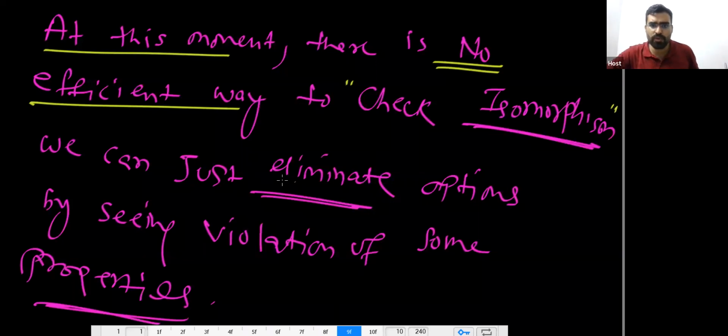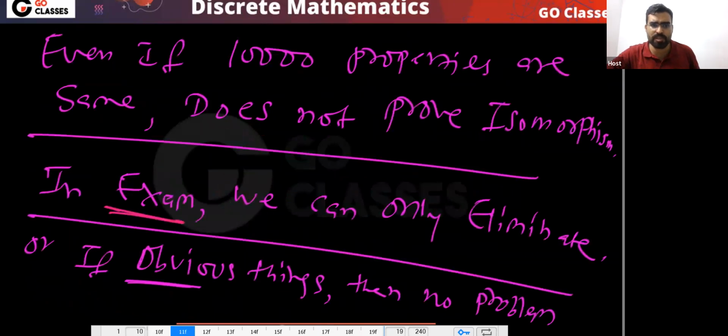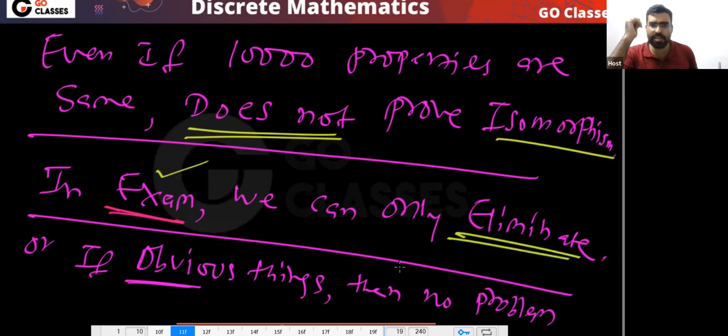What you can do is eliminate options by seeing violation of some properties. These properties are called graph invariants. Graph invariants mean those graph properties which are the same for isomorphic graphs, so these properties must be the same for isomorphic graphs. Remember one thing I told you: even if 10,000 properties are the same, it does not prove that they are isomorphic. But in the GATE exam, you can eliminate the options.